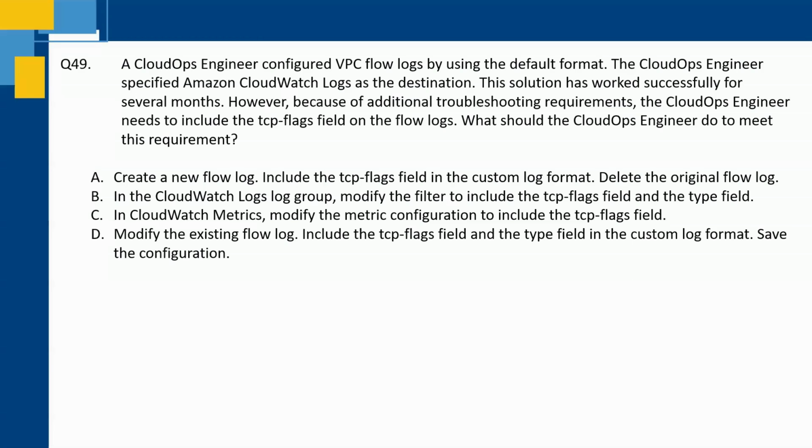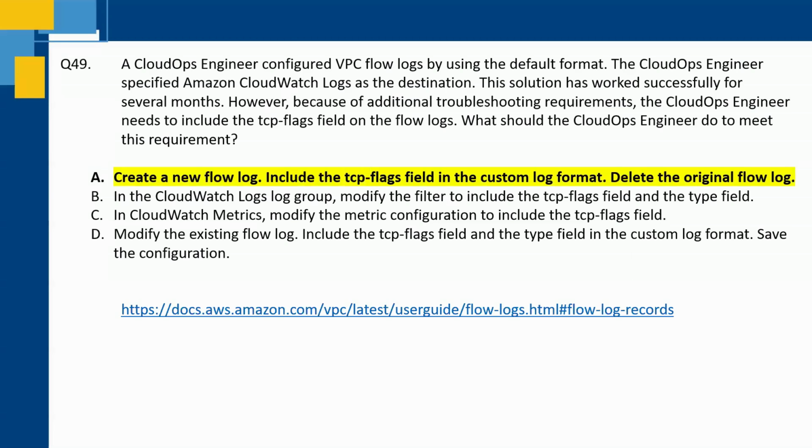Modify the existing flow log, include the TCP flags field and the type field in the custom log format, save the configuration. Friends, you must recreate the flow log with the desired custom fields. You cannot modify an existing flow log's format and you must recreate it, which is why option D is incorrect. Question number 50 of the series.